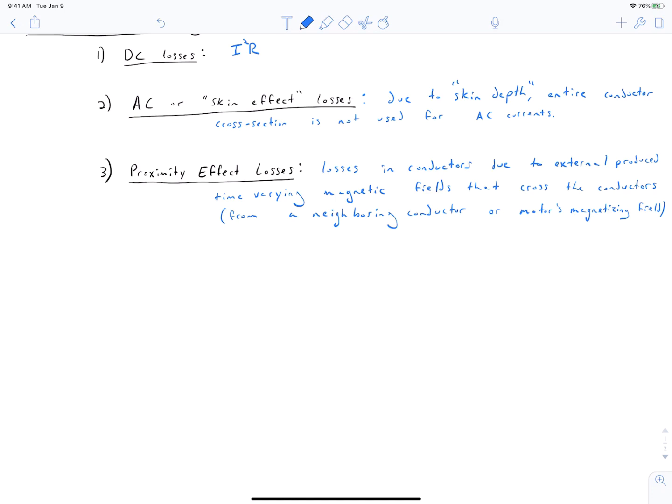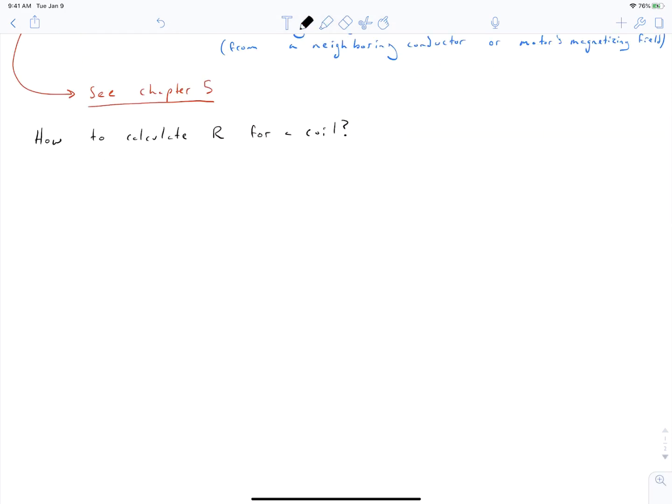So chapter 5 of your book presents a detailed set of calculations for all of these phenomena. We're going to focus this video on the I squared R losses and mainly how to calculate the resistance of your winding. And so the rest of the video is going to focus on how you calculate resistance for a coil.